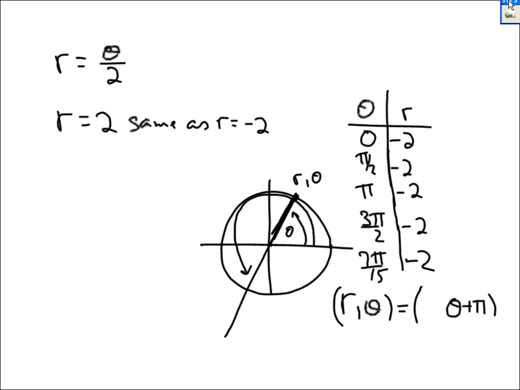Now, if I told you, go out to theta plus pi, that is out here. And I say the r value is negative r. That means instead of going to r, you go backwards. You end up right here anyways. These two are equal. Okay, so that means I can add pi.